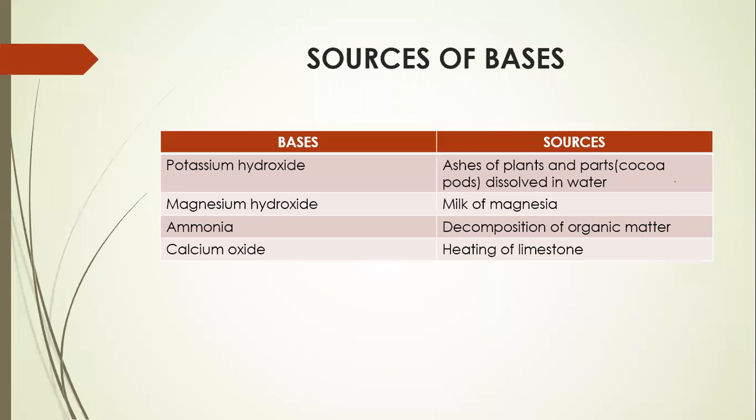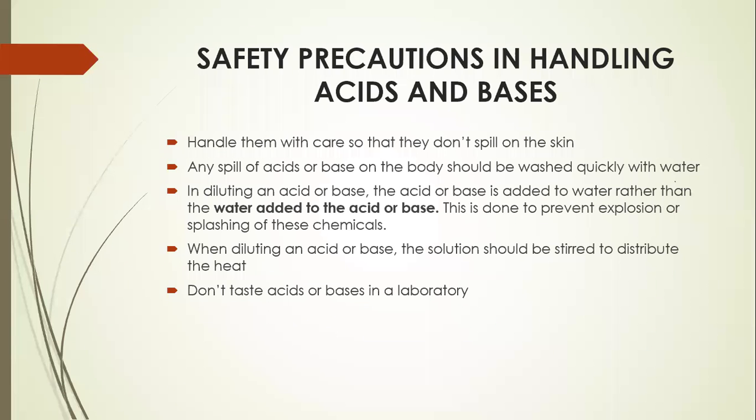Then another base is ammonia. This can be gotten from the decomposition of organic matter. One of the most common organic matter that decomposes and forms ammonia that you can try easily is decomposing urine. Let's say someone urinated into a container somewhere, and you leave it for about a week or more. What you have there is an ammonia solution. Ammonia on its own has a very foul and pungent smell, a very, very sharp smell. Then you have calcium oxide, which comes from heating of limestone. These are all sources of base. Now, if you have any question, you let me know.